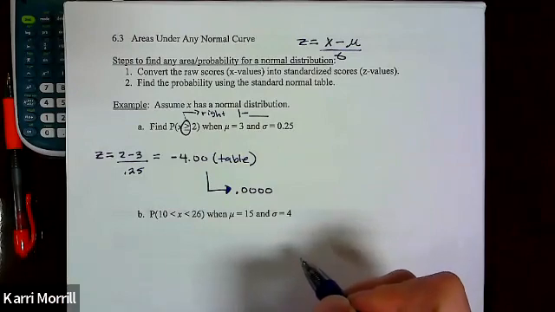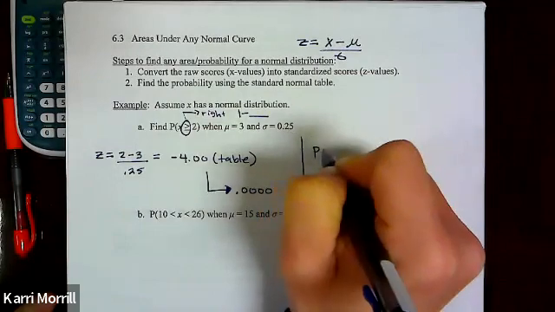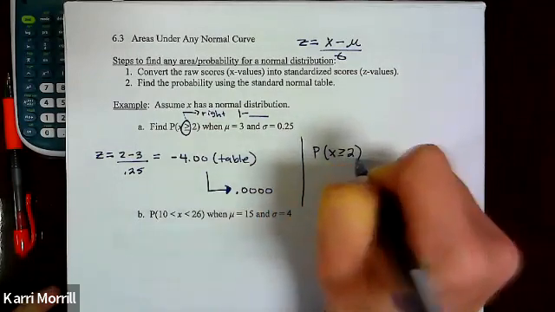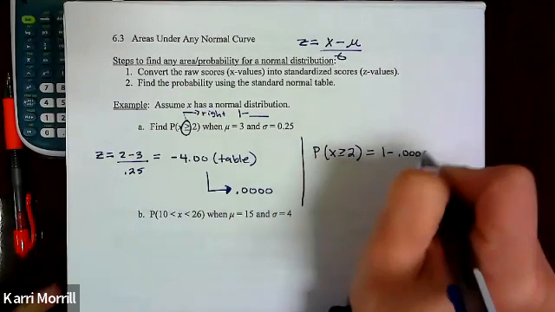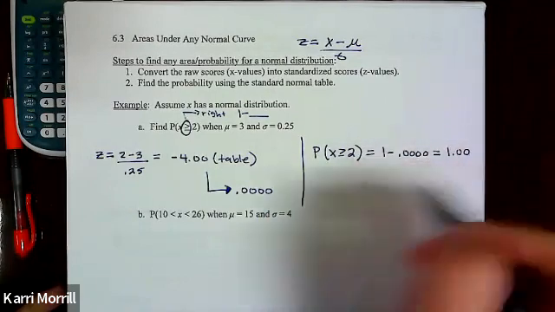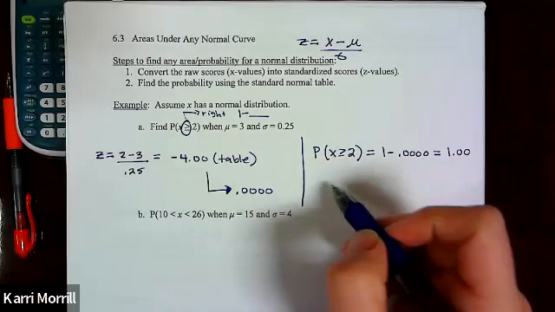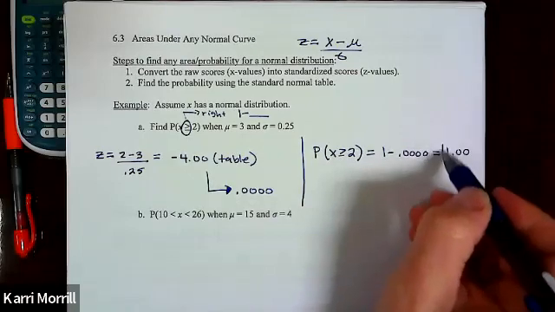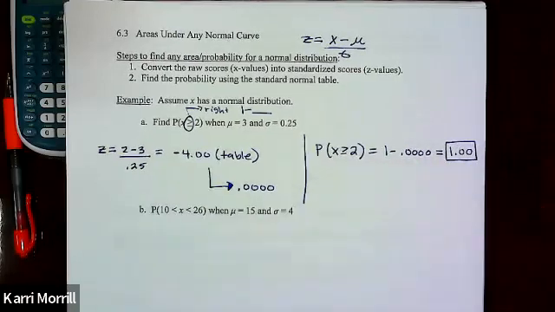Well, what does that mean when we're answering this question? The probability of x being greater than or equal to 2 means that we're taking 1 minus 0, basically. So the probability is 1. It's going to happen. If you were to draw that curve, you would be shading everything underneath it. I'm not going to draw the curve right now, but that's what that would mean.